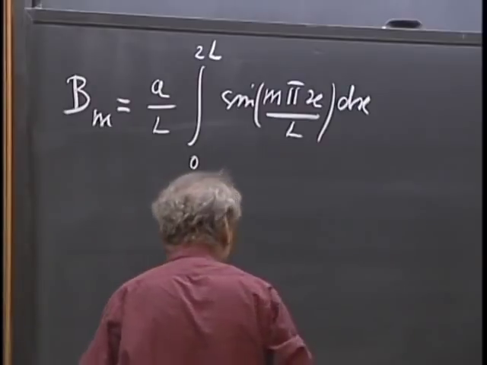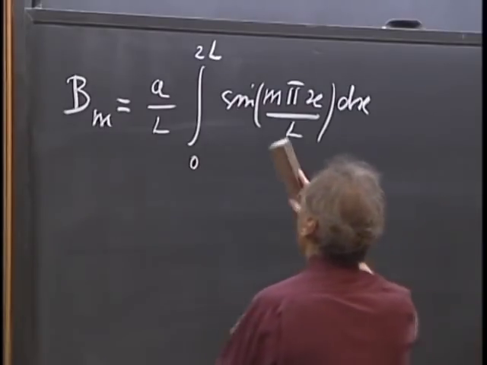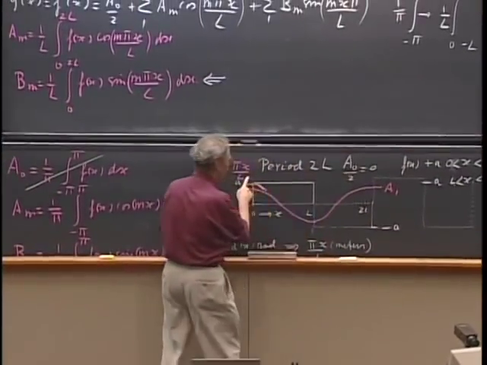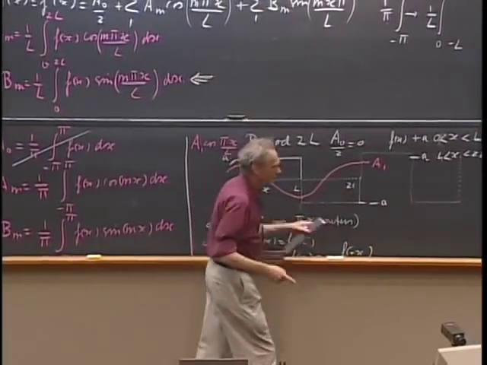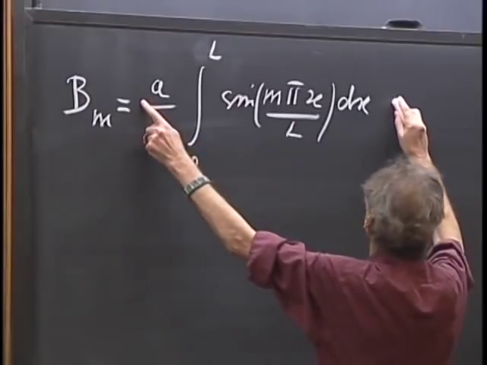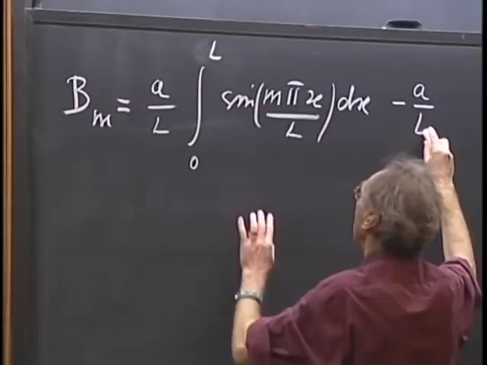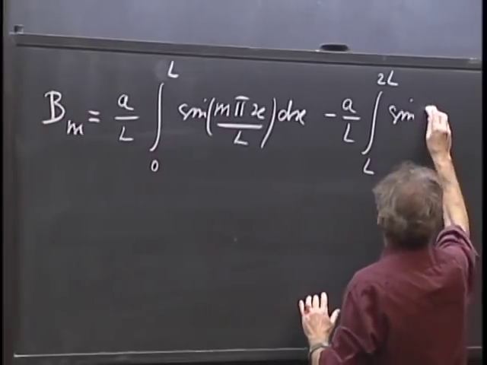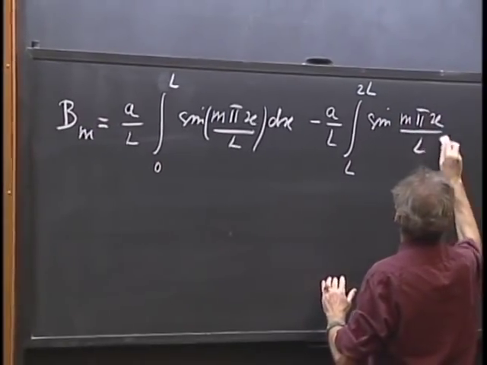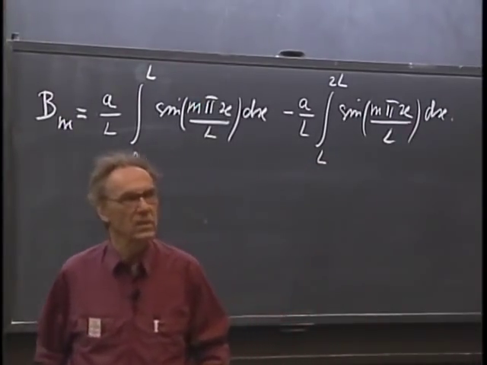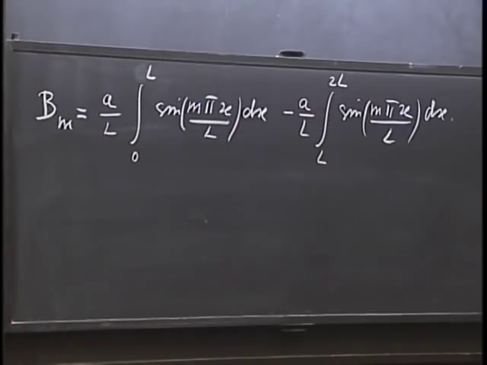That is not between 0 and 2L. You should have screamed that it is only between 0 and L. It's only between 0 and L that it is plus A, but when we integrate from L to 2L, then it becomes minus A. So the next part of the integral is minus A, so I bring the A outside, so I get minus A divided by L times the integral from L to 2L of the sine of m pi x over L dx. So the function comes in two parts. Boy, there are Fourier analyses where the function comes in more than two parts, believe me. This is an easy case. That's why I chose it.